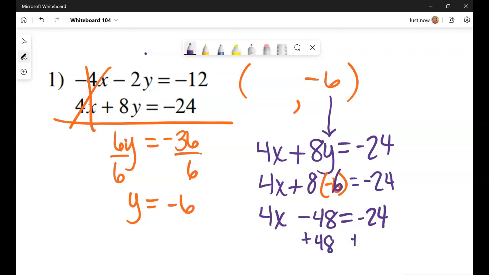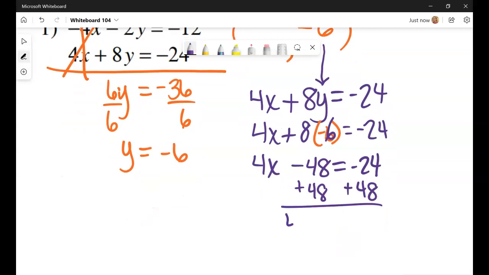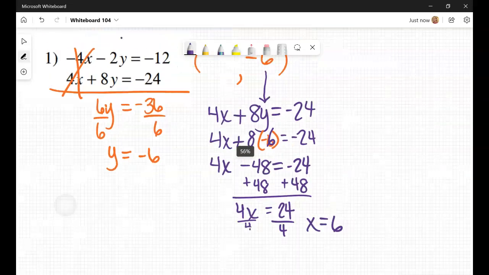Add the 48. So 4x is equal to positive 24. Divide by 4. X is 6.